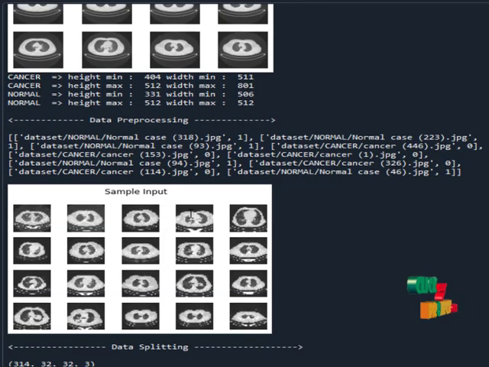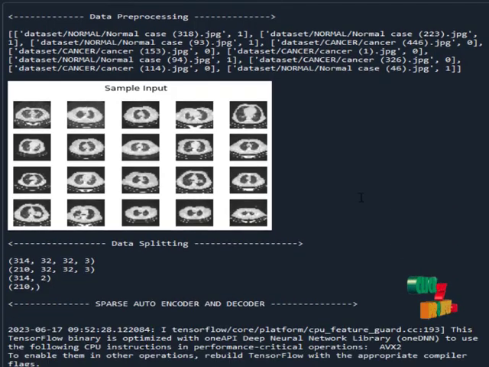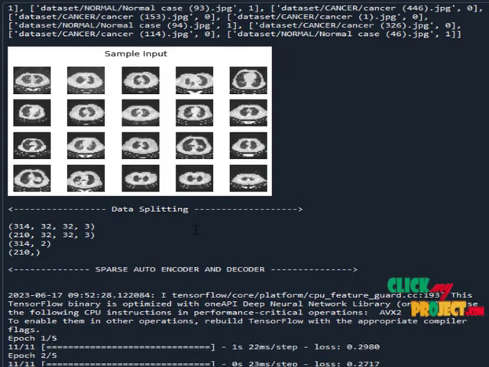And the second module is data pre-processing. Data pre-processing means cleaning our data set. As we have images as our data, we are going to resize all images into the same size, and then we are going to channelize all the images into the same channel. This is the sample input after the pre-processing. And then data splitting. Here we are going to split our data into a training set and a testing set. The training set is to train our model, and the testing set is for validation purposes.